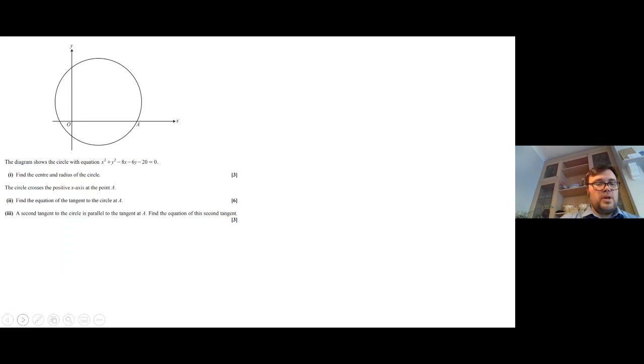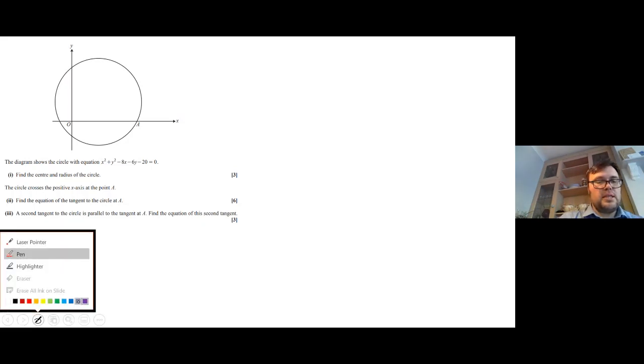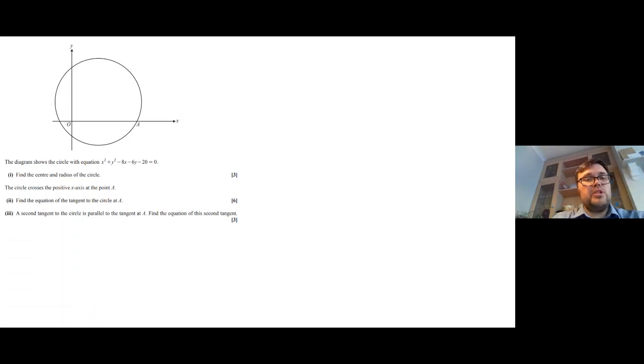So next one we have with the circle is: the diagram shows the circle with equation x squared plus y squared minus 8x minus 6y minus 20 is equal to 0. Find the center and the radius. Now, to find the center and the radius, we're going to have to put it in the format we had previously, which was x plus something squared plus y plus something squared equals a number.